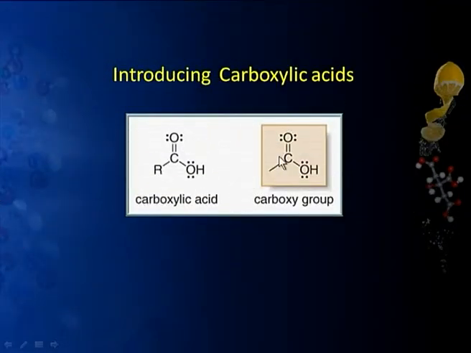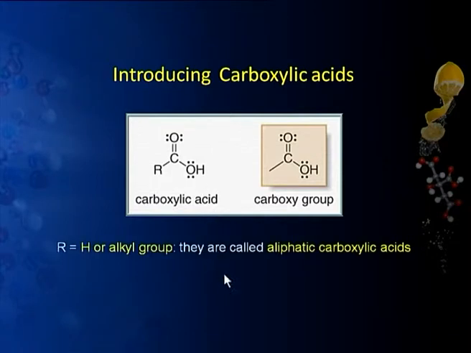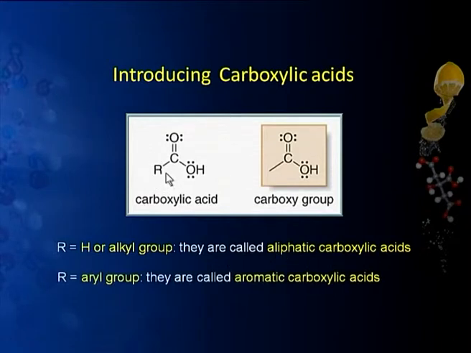The COOH group is called the carboxy group or carboxyl group, whereas substances containing this group are called carboxylic acids. When this R is H or an alkyl group, then these acids are called aliphatic carboxylic acids. And when this R group is some aromatic system, some aryl group, then they are called aromatic carboxylic acids.